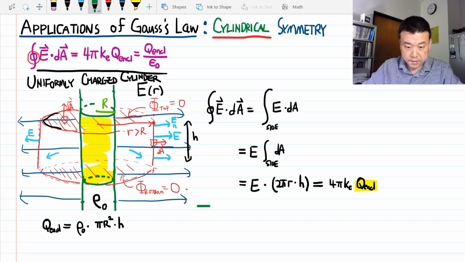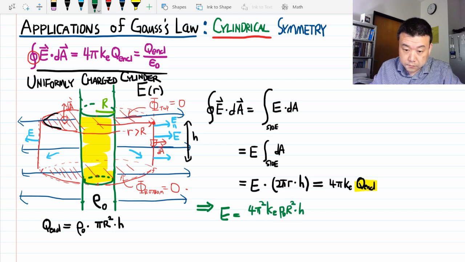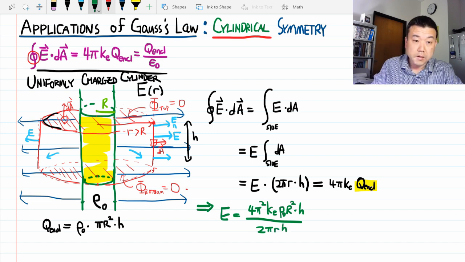So I'm going to solve this expression for electric field, plugging in charge enclosed as I go. So the electric field is equal to a whole bunch of constants divided by the factors from the left-hand side, 2 pi r h. Ooh, this h cancels. That's good because it was an arbitrary height that shouldn't have any physical meaning, so I was hoping that it would cancel out, and it does. So we have this as a result.